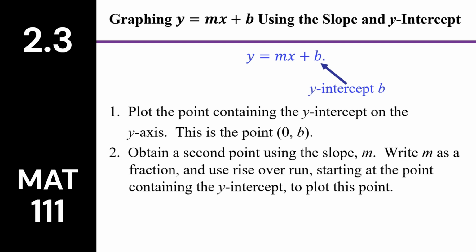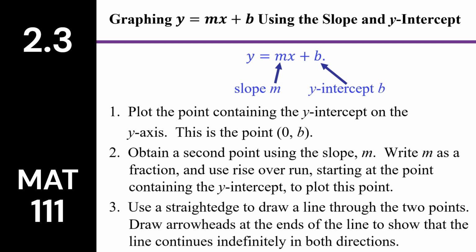Then we can get a second point by using the slope. Remember, the slope is the coefficient of x when the equation is solved for y. When that slope is written as a fraction, the top number is the rise, which tells us how far up or down to move from our first point. The denominator is the run, which tells us how far left or right to move. Once we've plotted those 2 points, we can take a ruler and draw a line through them, and we draw arrowheads on the ends to show that it goes infinitely in both directions.